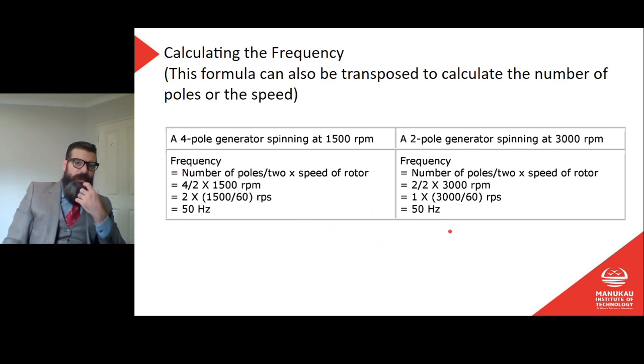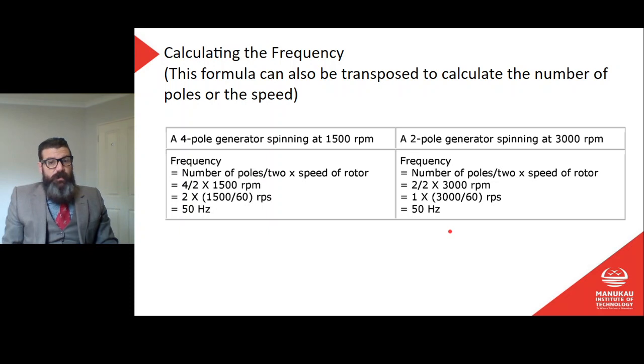Okay, calculating the frequency. This formula can also be transposed to calculate the number of poles or for the speed. If we need to go into any more depth on this in terms of the maths, we can cover that in our class time, but at the moment I'll just talk through those formulas. So if we had a 4-pole generator spinning at 1500 RPM, the frequency is the number of poles divided by 2, or we could also say the number of pairs of poles, times the speed of the rotor.